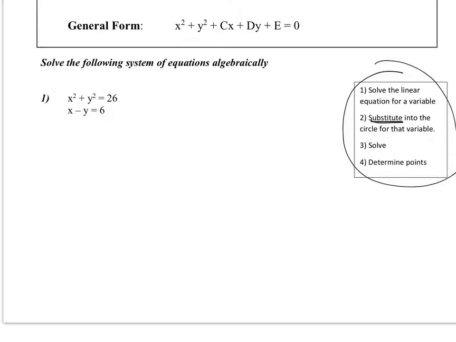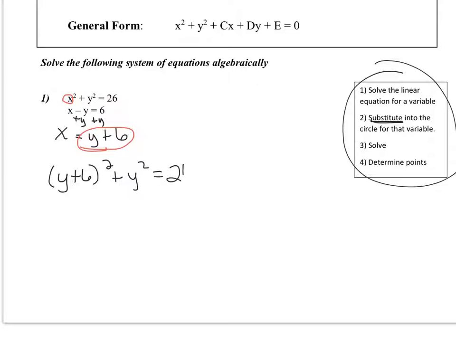So in this case, to me, x seems easier to solve for here if I just add y. So x equals y plus 6 this time. So I'm going to replace x in that spot. I only want one variable. You've got to always have one variable in the end. So it's (y plus 6) squared plus y squared equals 26. Okay, so now we just solve this.